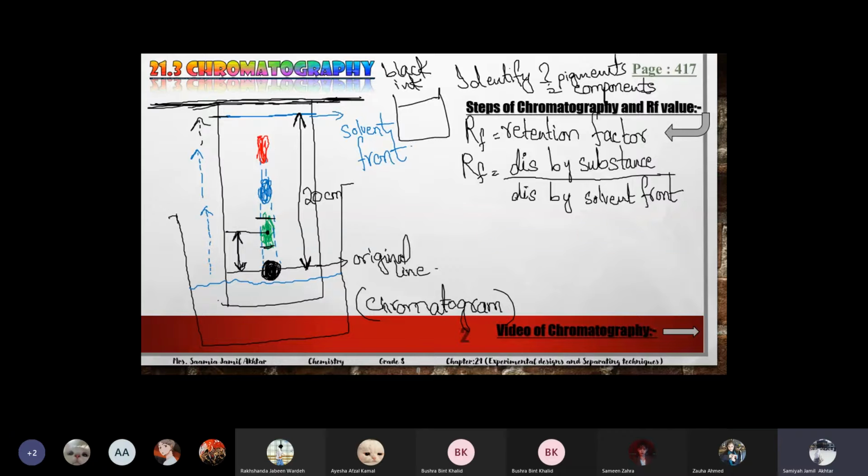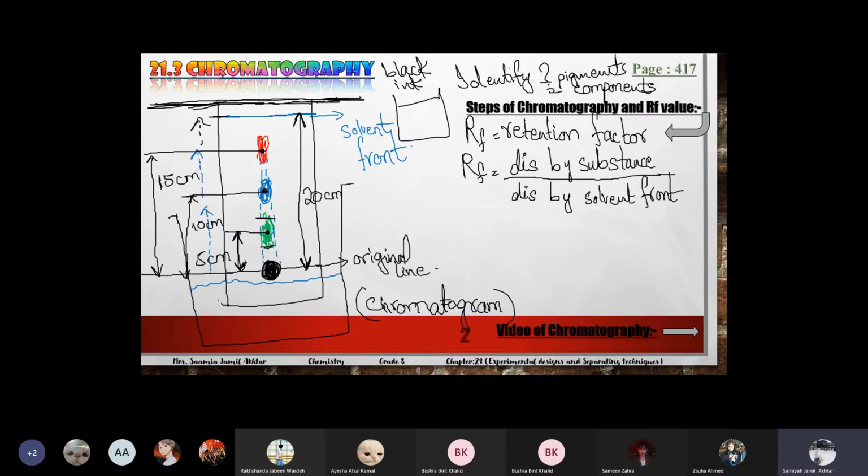This will be our distance traveled by the green pigment, green substance. So for example, this is 5 centimeter. Then we'll take the distance of the blue color from the original line. We have to take all of them from the original line, till where it has been traveled. And the blue color is, for example, 10 centimeter, and similarly for the red color we will take the distance, suppose it's 15. Okay, so we will measure it by using a scale.